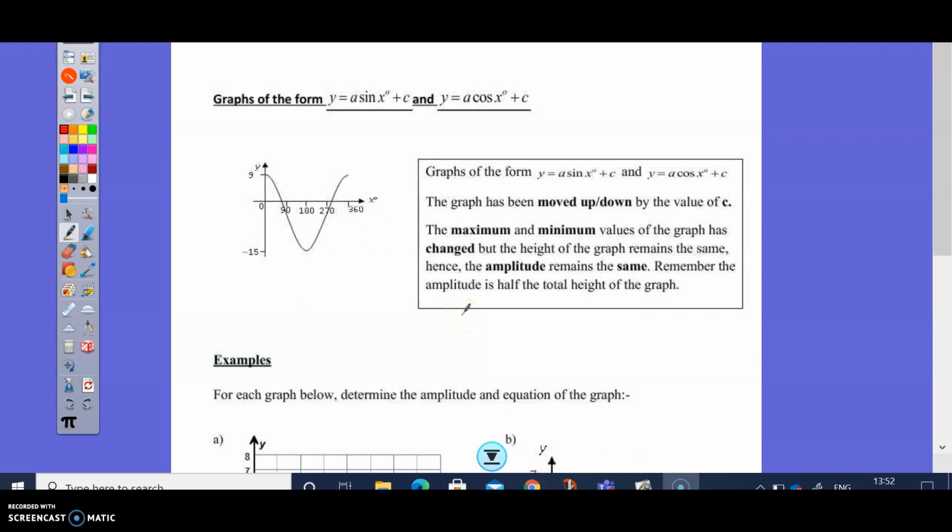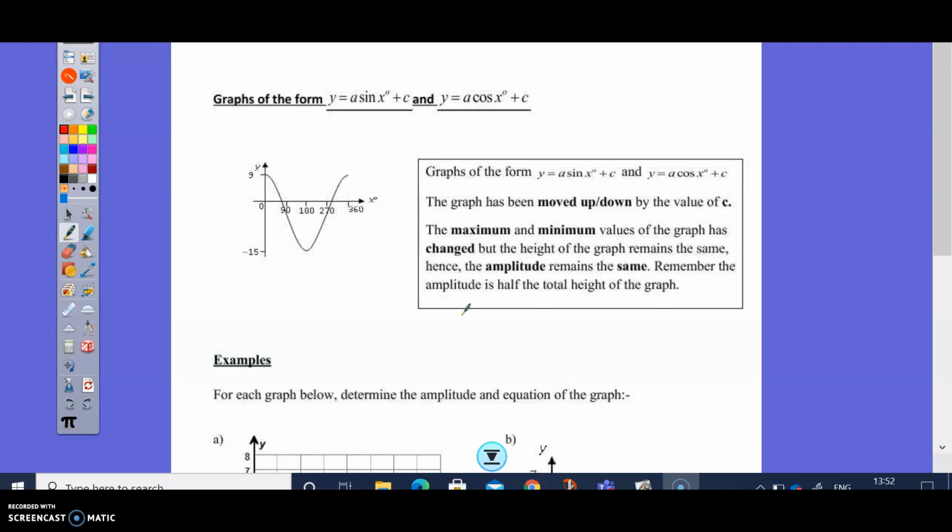Okay, we're going to have a look at what happens if we add a number on or take a number off at the end of our graph y equals a sine x, y equals a cos x. We could of course have a b in front of that x as well. It could be a sine bx plus c, and that would include everything. Now this does exactly what you'd expect it to.